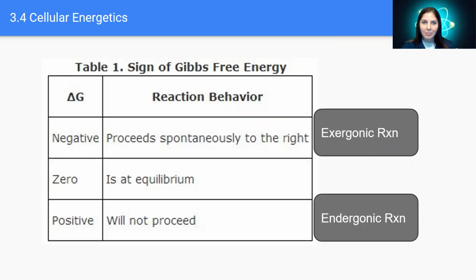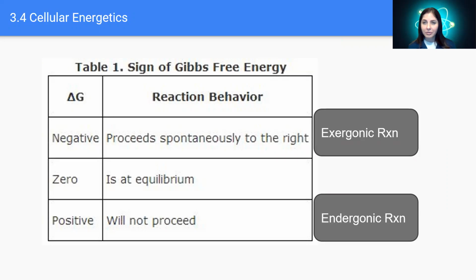And so to kind of sum up Gibbs free energy and looking at our change in available energy, if that change is negative, it proceeds spontaneously to the right, and that would be considered an exergonic reaction. So again, if delta G is negative, meaning it is less than 0, then it's going to be a spontaneous reaction that's releasing energy into the system. And an example of that would be cellular respiration.